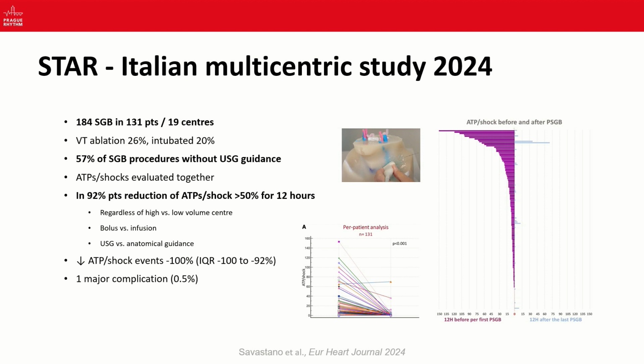They reported ATPs and shocks together as one outcome, and they reported that 92% of the patients had a reduction of ATPs or shocks of more than 50% from the baseline for 12 hours. And they did not see a difference in the effect with regard to whether it was performed by a high volume or low volume center, whether it was done by just a single bolus or by continuous infusion, or whether it was performed by anatomic guidance or ultrasound guidance. Overall, they reported a reduction of ATPs or shocks by 100% as a median.